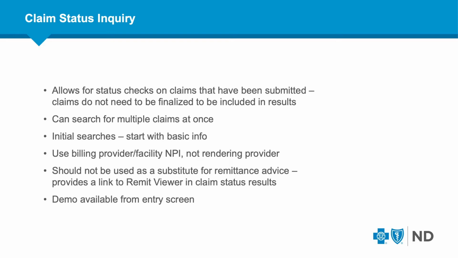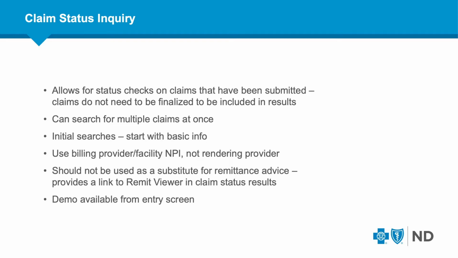This tool does allow you to get multiple claims back at once in your search results. So if you want to view claims over a span of time for a member, you can put a date span in the date of service field and you'll see everything you have for that period of time. The next tip I can give you is when you do your initial search for a claim, it's best to start with just the basic information that you're required to send.